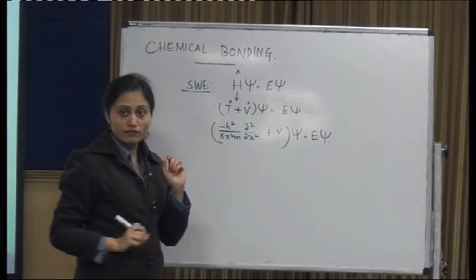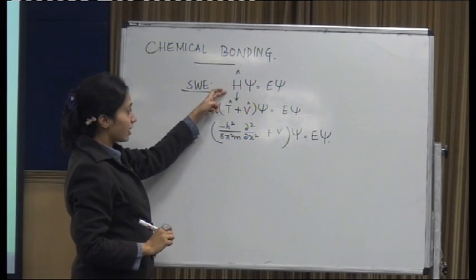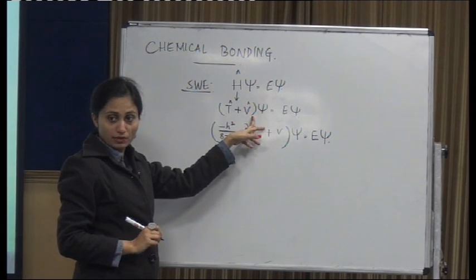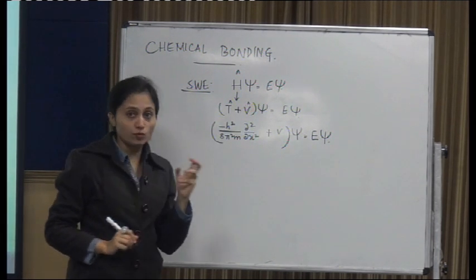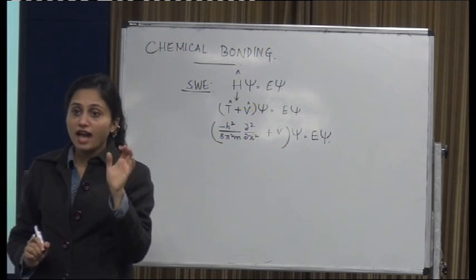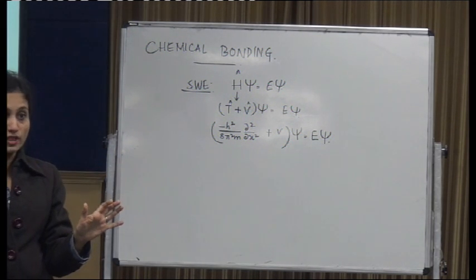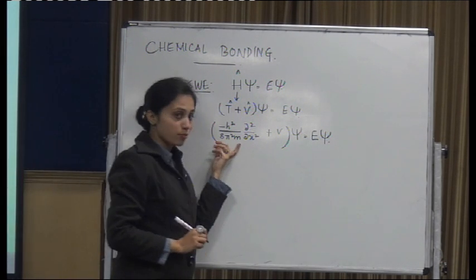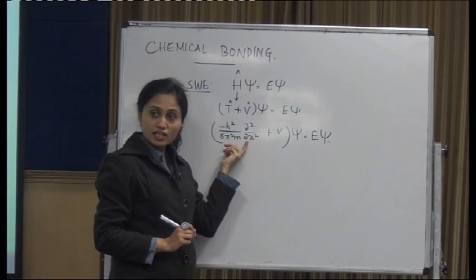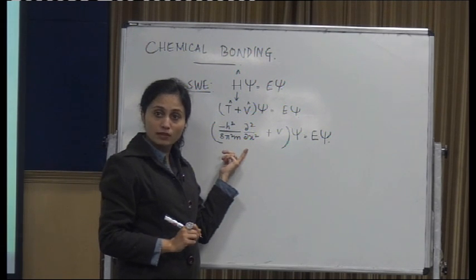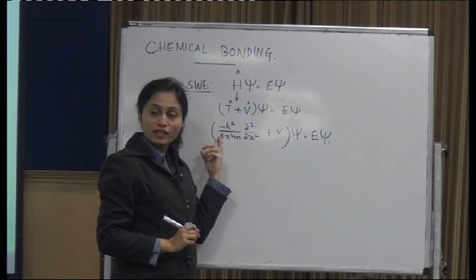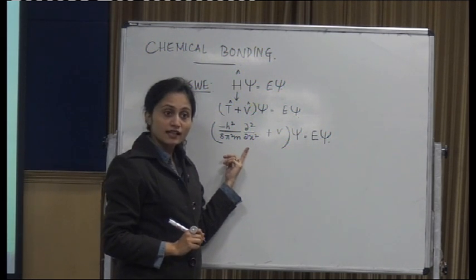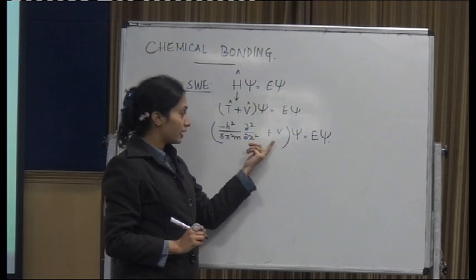Now in the Schrodinger wave equation, what you have is your H operator is equal to the kinetic energy operator plus the potential energy operator. I am telling you that in quantum mechanics, each of the operators has some expression associated with it. Like for kinetic energy, it is minus h square upon 8 pi square m d square by dx square. Repeat it once with me. Minus h square upon 8 pi square m d square by dx square. What is this? Kinetic energy operator.